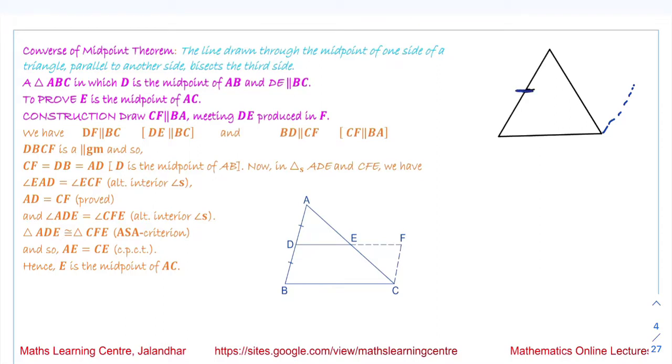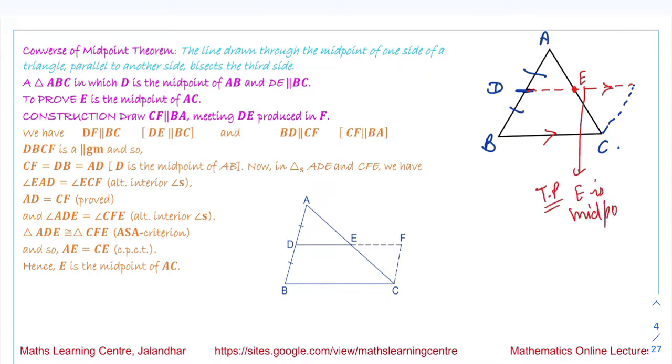So this point is the midpoint of AB. This is C. Now we have drawn a line parallel to BC. Then we have to prove that this point E is the midpoint of BC. In the theorem we were saying that D and E are the midpoints, and this line is parallel. Now we are given that DE is parallel to BC, and we have to prove that E is the midpoint.